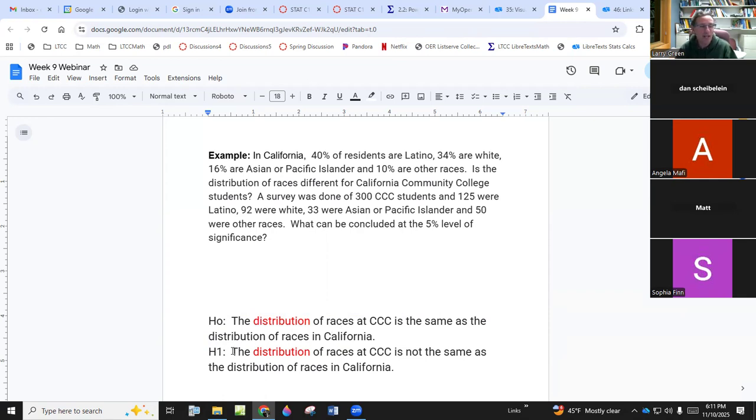Okay, and then H1, very similar. The distribution of races at California community colleges is not the same as the distribution of races in California. Okay, so notice H naught is saying the distributions are the same. H1 is the distributions are not the same.